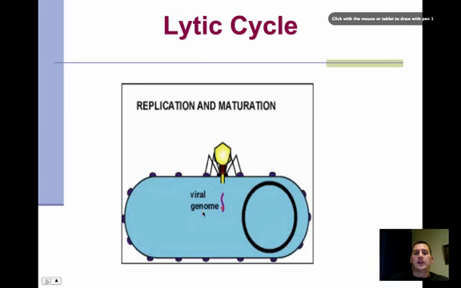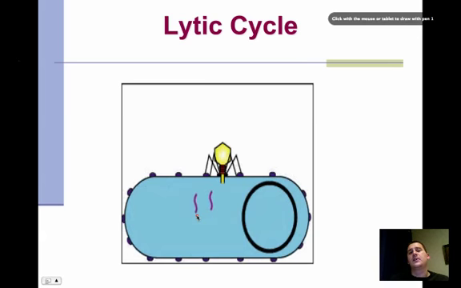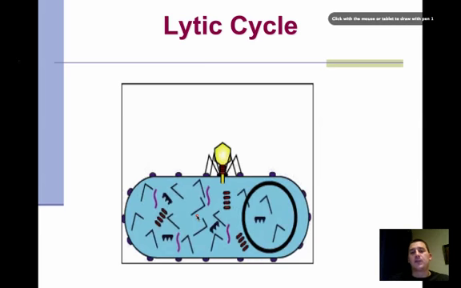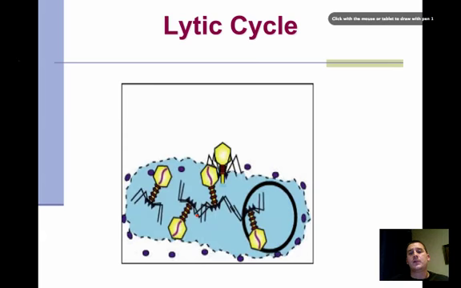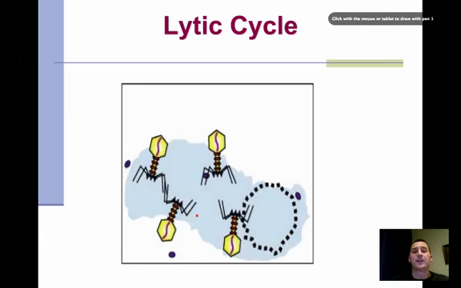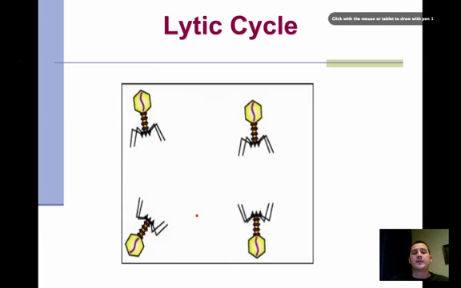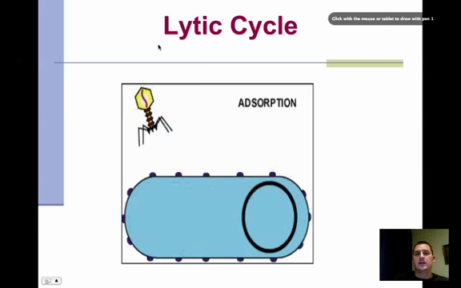So here's the viral DNA now. It's going to use this bacteria's structures to make more bacteriophages. It's going to replicate, it's going to mature, it's going to assemble them. Once there's too many of them for the bacteria to support, it's going to release them through a process called lysis, and they're going to float around in space until they find more cells to infect. So that's the lytic cycle.